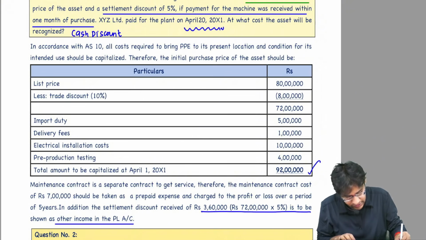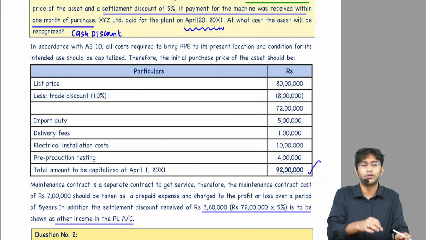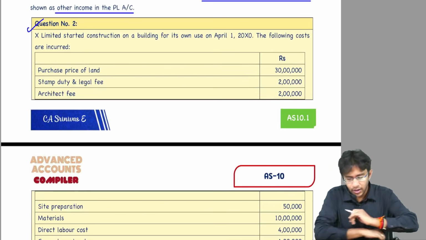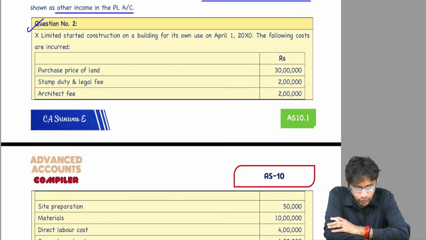3,60,000 is to be recognized as income. It cannot be reduced from the cost of the asset. Next one, second question. Excel Limited started construction of a building for its own usage on 1st April 20X0.